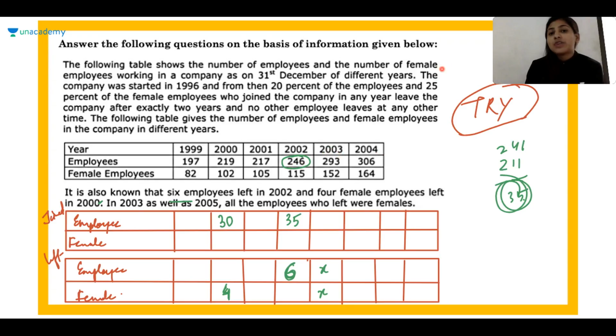So how many employees would have joined? 293 minus (246 minus X). This should have been the number of employees, but instead it is this. So take the difference and you will get 47 plus X. It means 47 plus X employees would have joined in 2003. Do the same thing with the females. What will you get?